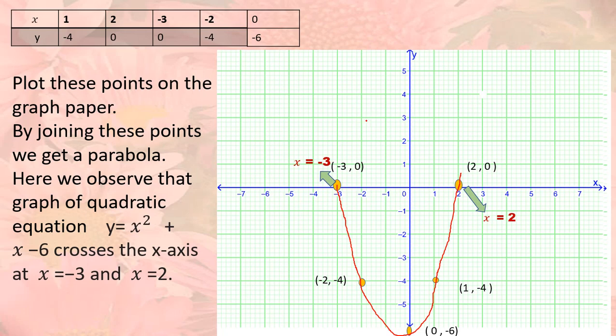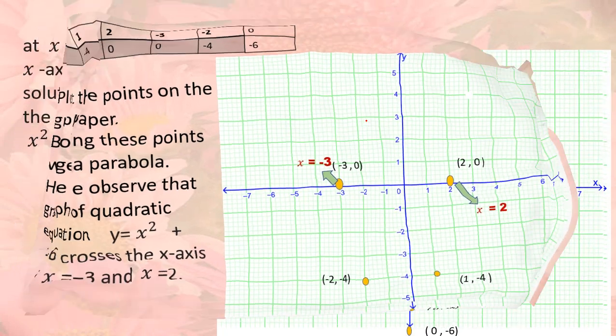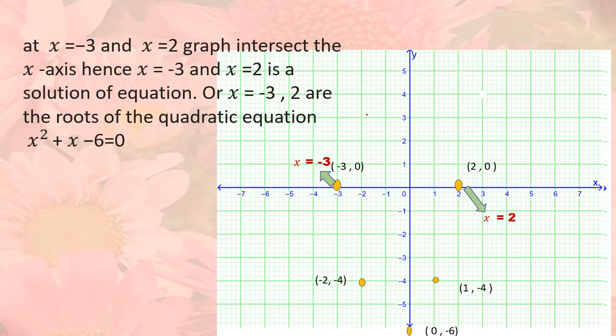Simply we can draw the graph and observe that the graph touches the x-axis at 2 points. So that means a quadratic equation has at most 2 zeros. Here, as we have joined these points, we get a parabola.